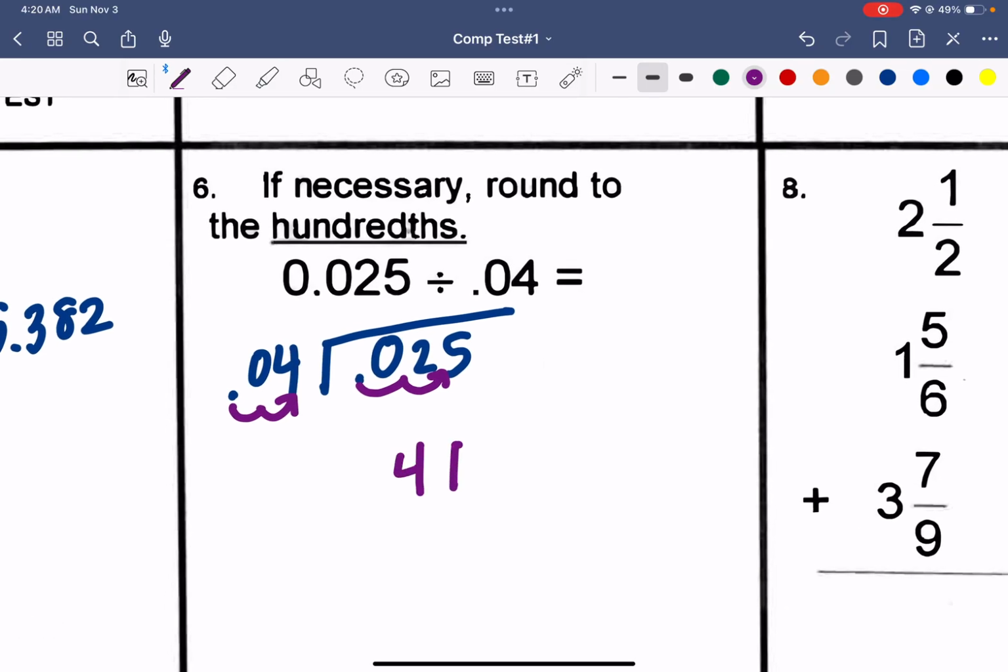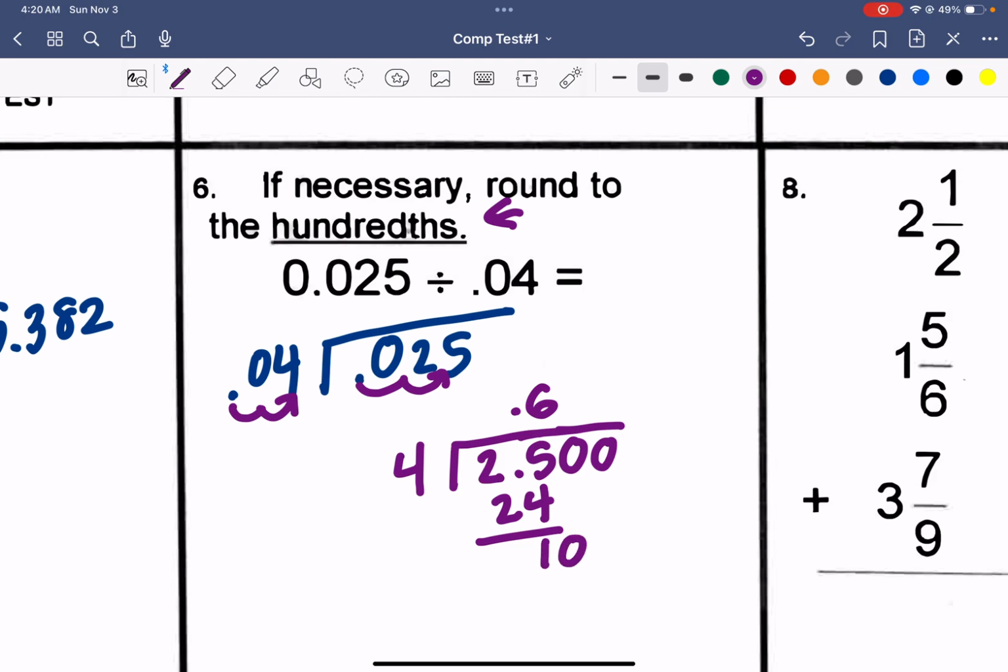I would rewrite it. I'm adding a decimal at the end because it says round to the hundredths, so I technically need to add 2. 4 doesn't go into 2, but it goes into 25 6 times. It said round to the hundredths. 2 is in the hundredths place. 5 is greater, so it becomes 63.